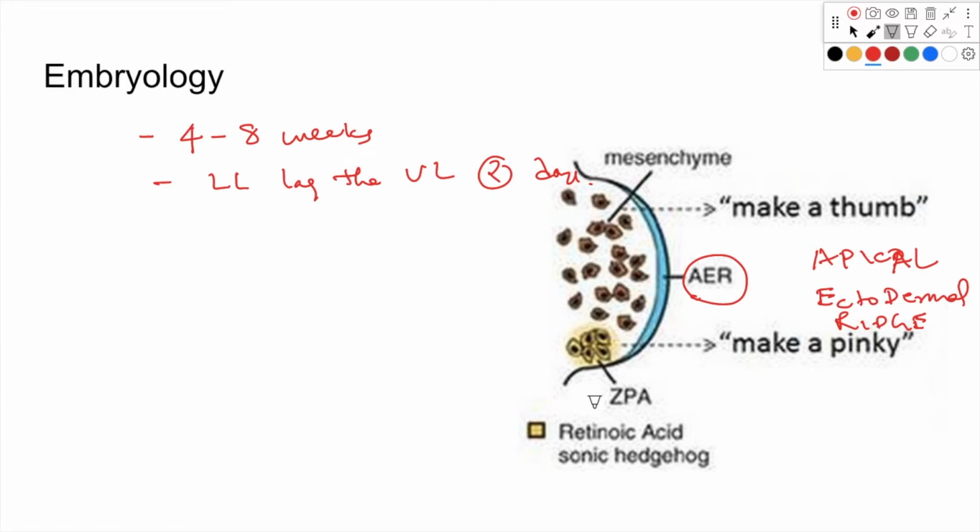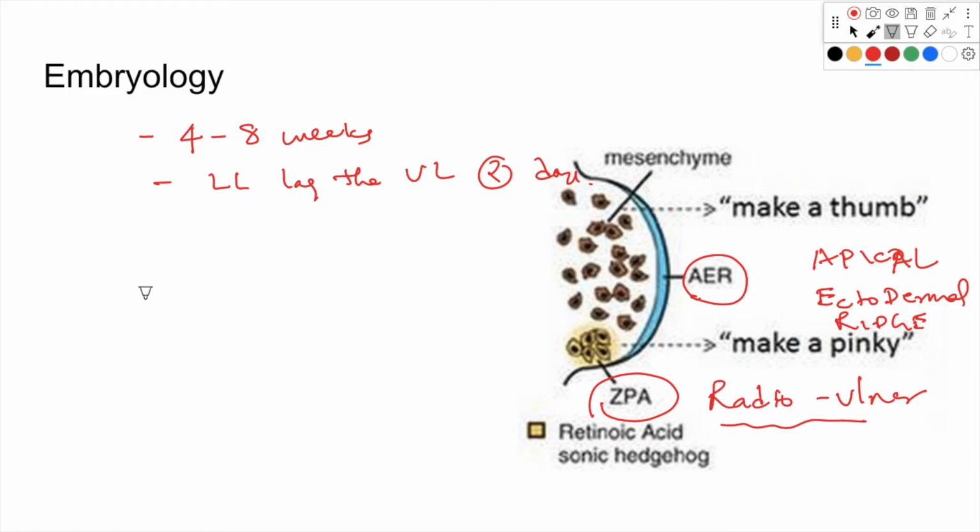Second is called the zone of polarizing activity. Zone of polarizing activity is ZPA, which is responsible for radial and ulnar differentiation. So if there's a problem with this zone, you can have extra fingers formation, loss of fingers, for example, like radial club hand, polydactyly, and mirror hand. So these things can occur because of a problem with the zone of polarizing activity.